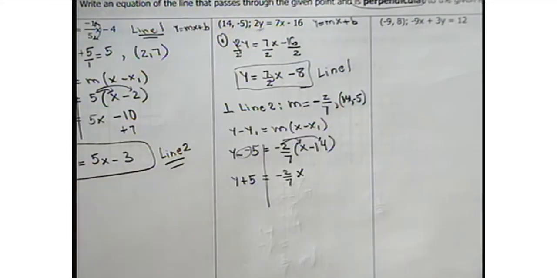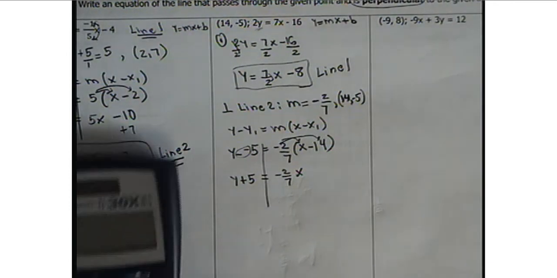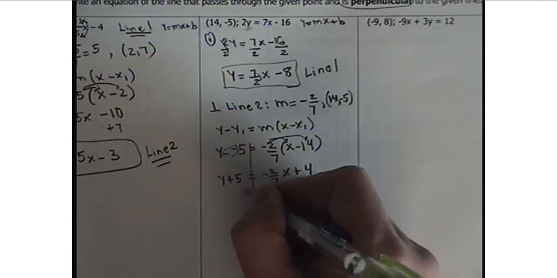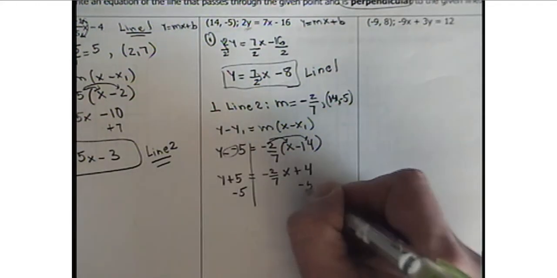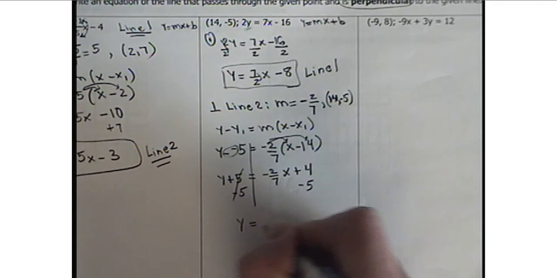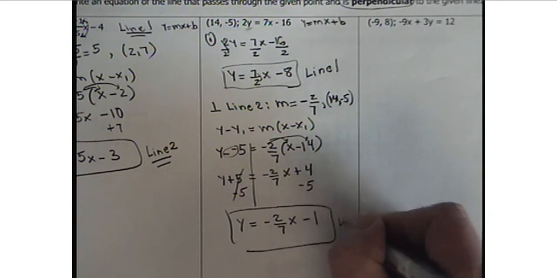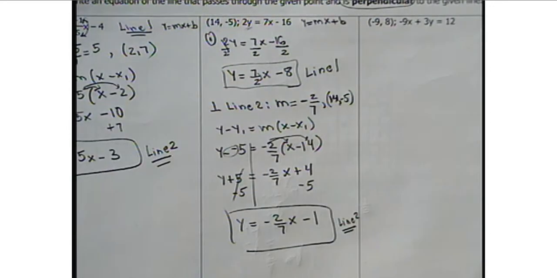Negative 2 over 7, so I'm going to use the calculator to get this solution here. We have negative 2 divided by 7 times negative 14, which gives me positive 4. Final step, subtract 5 from each side. Those two cancel, so y equals negative 2 over 7x minus 1. That will be line 2, the perpendicular line equation. With this, we are done with that example.